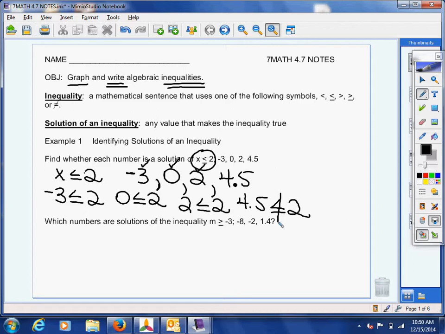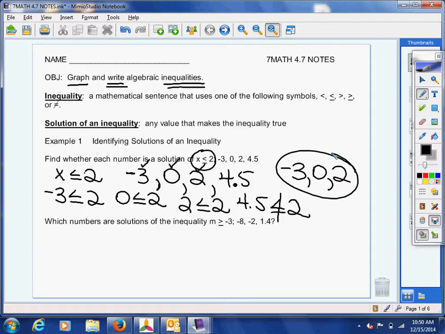So are you trying to find out which of the ones work? What would be the answer? -3, 0, and 2. Okay. And those are the 3 numbers that work. The only one that didn't work was 4.5. And that's okay, it doesn't have to work. They're going to give you a couple that do work and a couple that don't work, okay? So just be on your toes, anticipating that, all right?